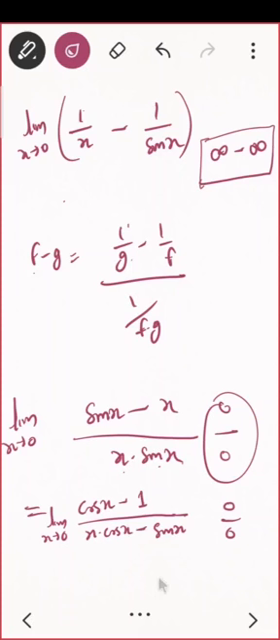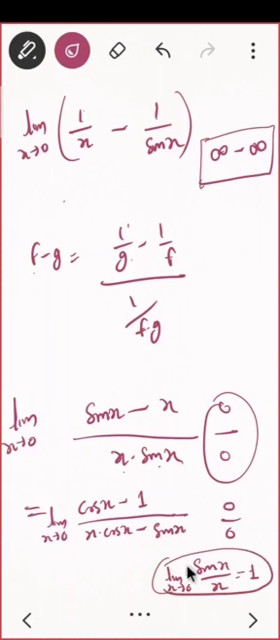Or there is one more trick in this question you can use. A little bit of trigonometry, if you are good with trigonometry. What do you know about sin x upon x when your limit is extending to 0? This goes to 1. Do you agree? Basic, we did it in 11th standard of limit. So you see here it is sin x, and this is cos x minus 1.